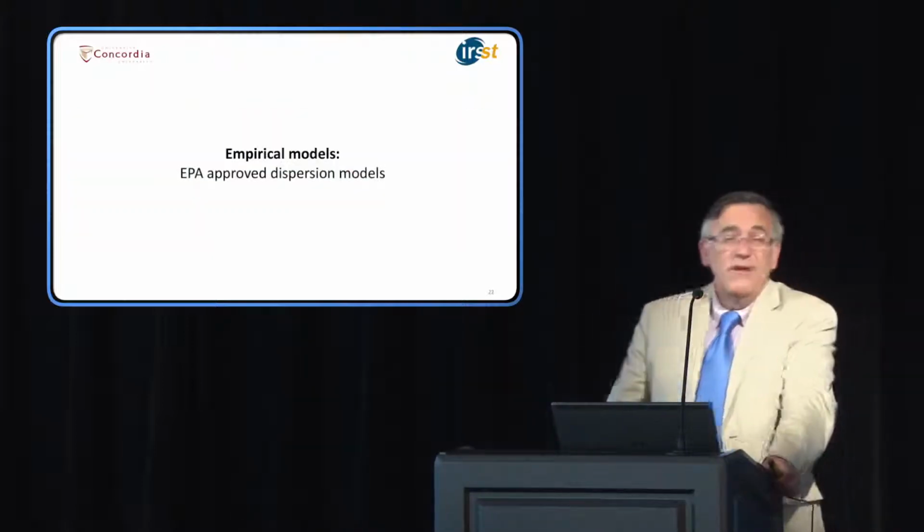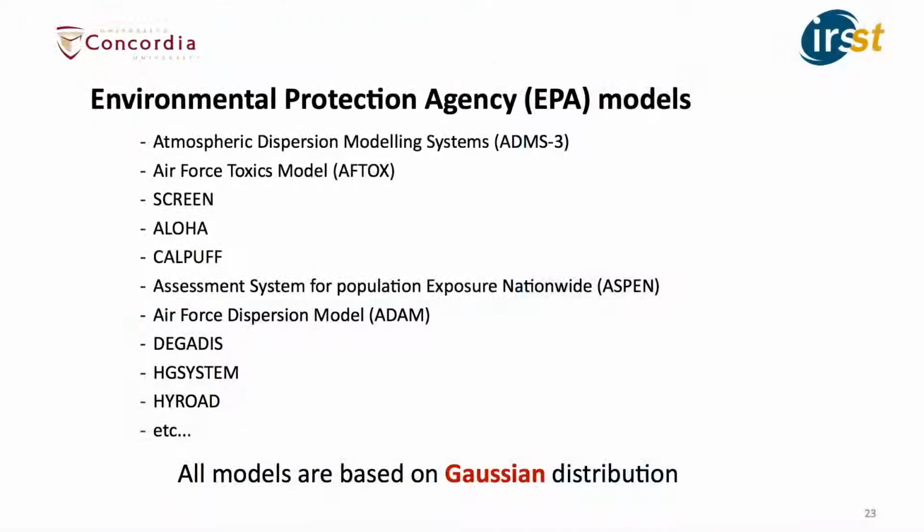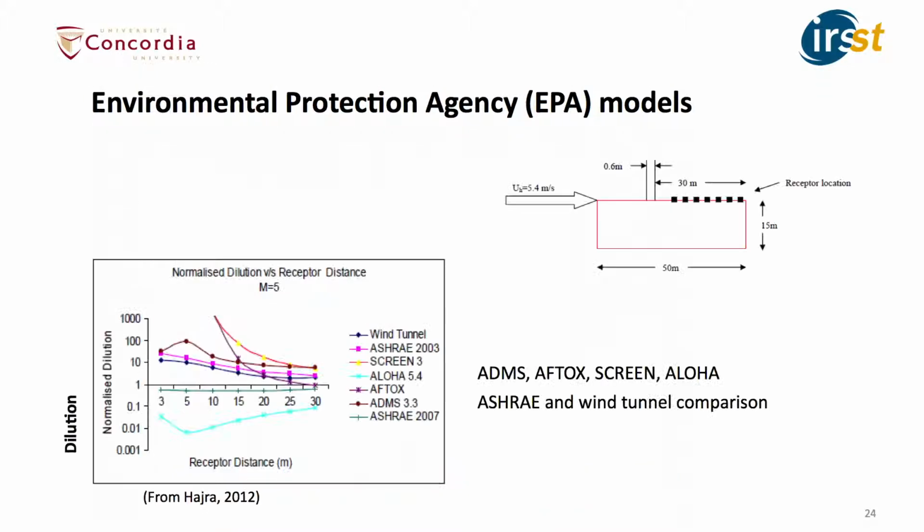Now, empirical models, EPA, there are a number of those, and this is just a list. I'm not going to go through all of them. The only thing I'm going to tell you is that with some slight variations, these models are based on Gaussian distribution. And in fact, we have done a study, again in collaboration with IRSST, to see the effectiveness of all these models. And if you do this study, you're going to be able now to compare some of the results that we get for different models, and also the results from the wind tunnel that you see here. So there are variations. Some of them are higher, some of them are lower. Okay, they're closer to the wind tunnel, they're further away, but of course, for different cases, you get different results.